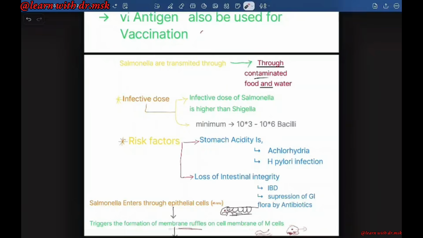It's a minimum concentration or minimum dosage of the bacteria to initiate the infection. That is the minimum dose. It's called the minimum dose. The minimum dosage of Salmonella typhi is 10 power 3 to 10 power 6 bacilli required to initiate the infection.